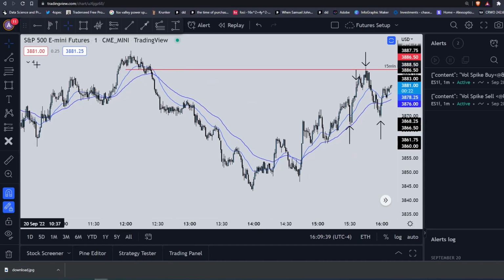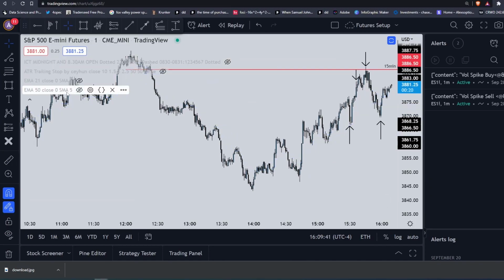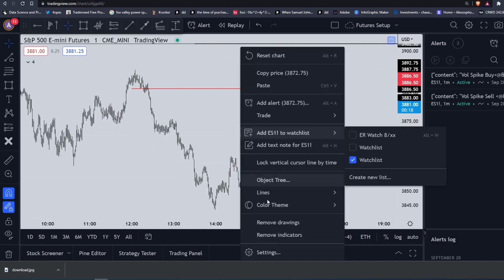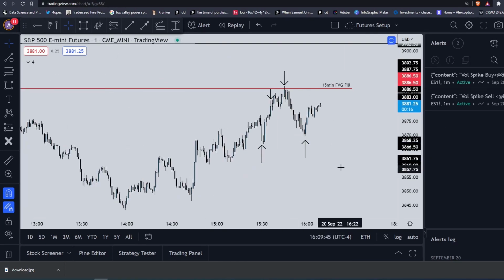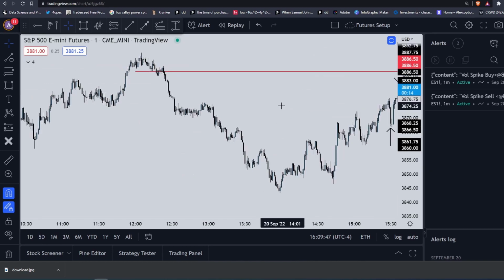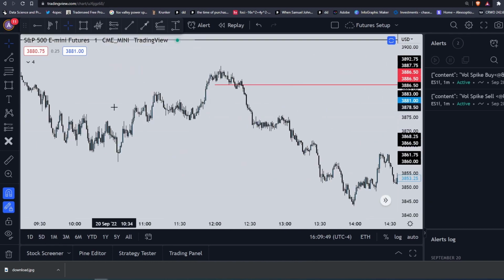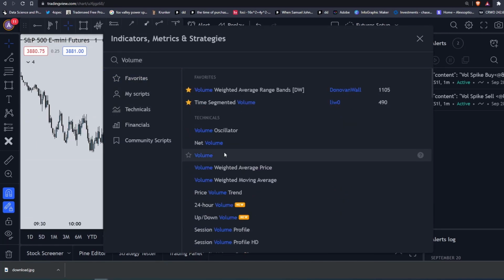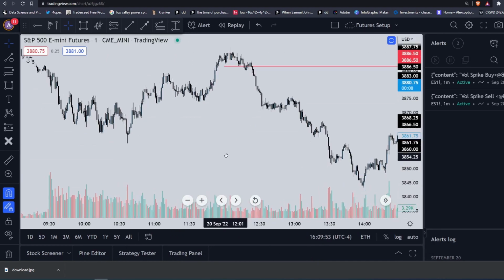Hey guys, so in this video, we're going to quickly go over how I use volume in my trading and go over the example today, as well as we'll go over the end of day because why not? But volume spikes and volume in general is a very, very simple thing to integrate in your trading. You're just going to turn on your volume indicator.